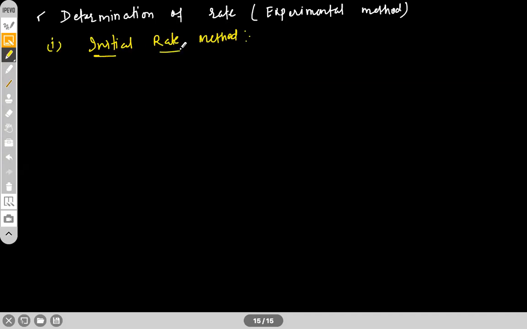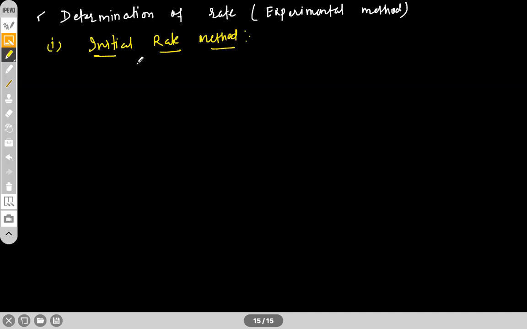So what is this method? How do we find out the rate of a reaction by this? So in this method, write down, we can find out the rate of the reaction irrespective of the number of reactant molecules involved. So the number of reactant molecules is not any criteria for this. Whatever reactant molecules are present, we can find out the rate of the reaction.